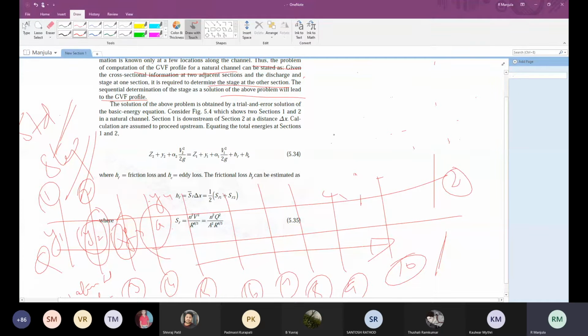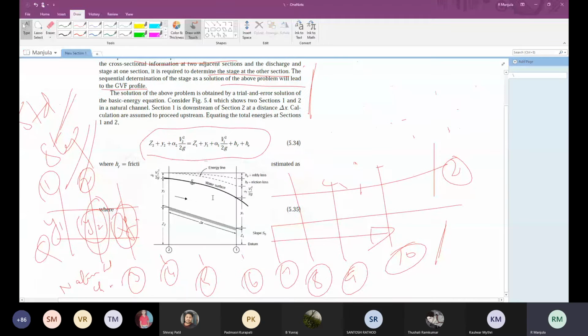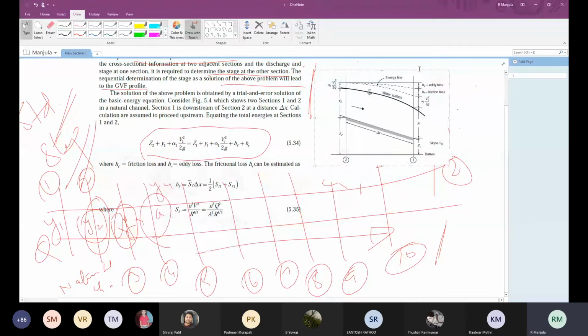procedure? The solution of this problem we are going to find by trial and error solution of this basic energy equation. So we know that, consider sections 1 and 2. I'll show you the picture, then we'll come to it later. You can see the figure.